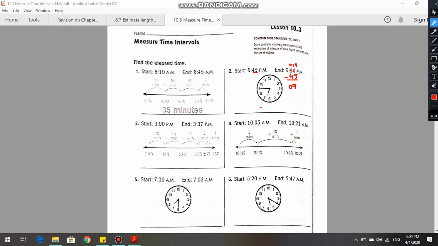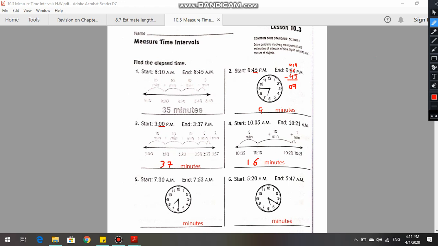So it's 9 minutes. And here, guys, it starts at 3:00 and ends at 3:37. Wow, it's easy. So I have zeros. So I have 37 minus 0 equals 37. Okay, it starts at 10:05 and ends at 10:21. Actually, I can use the number line. He skip counted by 5, then 10, then 1. So 5 plus 10 is 15, plus 1 is 16.